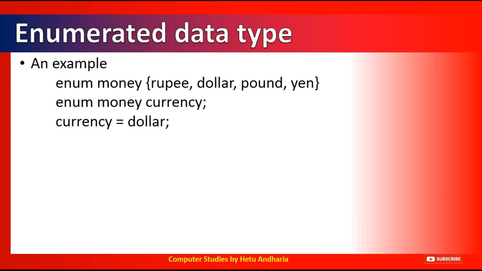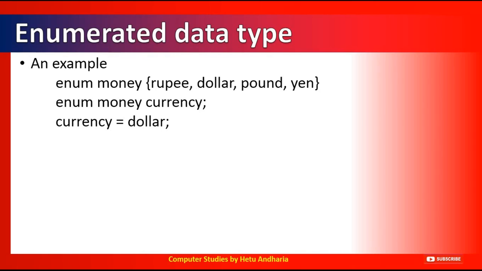Now here rupee, dollar, pound and yen refer to numeric constants 0, 1, 2 and 3 respectively. 0 means rupee, 1 means dollar, 2 means pound and 3 means yen. These numeric constants are assigned by the compiler automatically. You don't have to tell this is 0, this is 1. It is assigned automatically by the compiler. It is possible to modify these values by assigning new values.